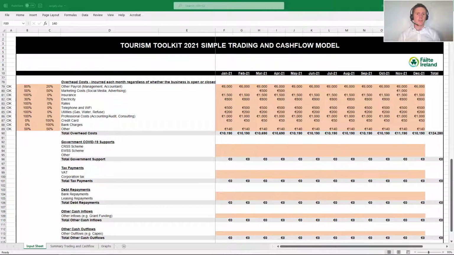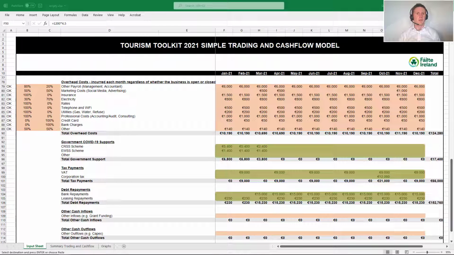There are a number of non-trading cash flows that would ordinarily not be included in a profit and loss account, but should be considered for the purposes of developing a full cash flow projection. These include government supports, VAT and corporation tax payments to revenue, and loan repayments. The projected monthly cash impact of each of these should be input here. That completes the input sheet, and we are now in a position to review the outputs.